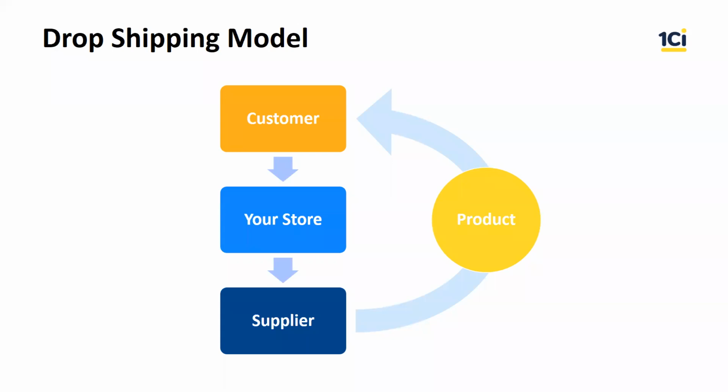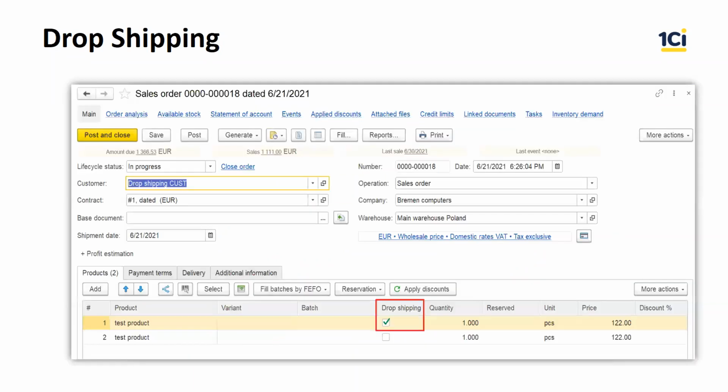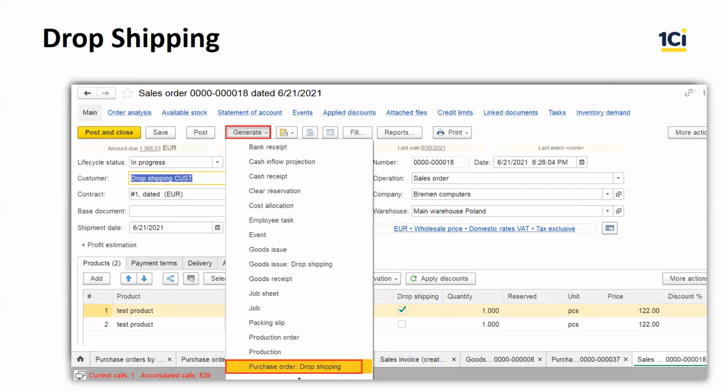Let's see what we have, but first, let's do some tweaks. To switch on drop shipping functionality, go to Settings, Sales, to select which product will be delivered directly to the customer. The user checks drop shipping in the tabular section of the sales order. To make an order to the supplier, click Generate on the sales order and select Purchase Order.